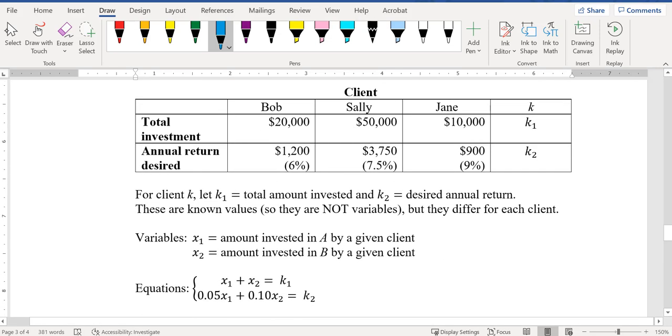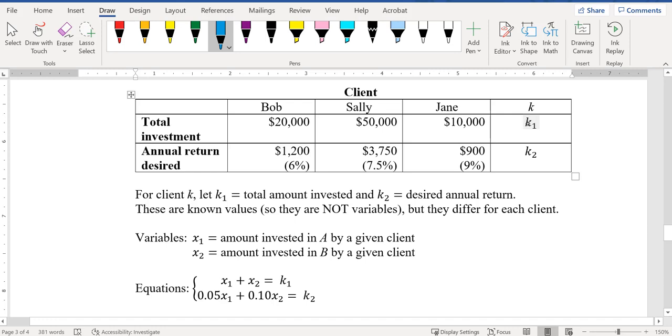Okay, so here's our little table. Bob has a total of $20,000 to invest and wants an annual return of 6% or $1,200. Sally has $50,000 to invest and wants a desired return of 7.5%. And Jane has $10,000 to invest and wants a desired return of 9%.